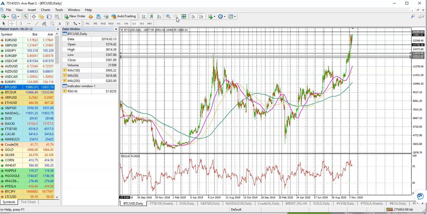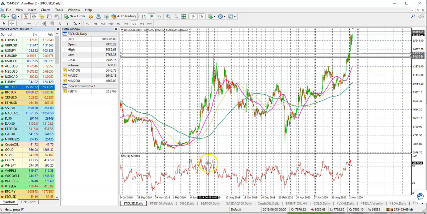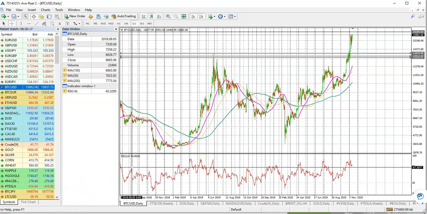And when it comes to Bitcoin, prices can stay in an overbought area for a longer period of time, just like over here when the price stayed in overbought, and again in overbought, and again in overbought. Similarly, the price is staying in overbought for a small period of time, but prices can stay in an overbought zone for a little bit longer.